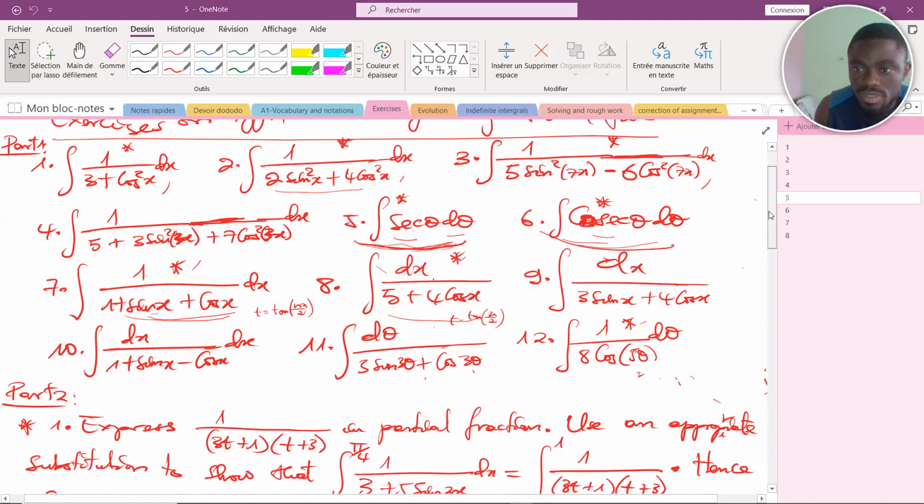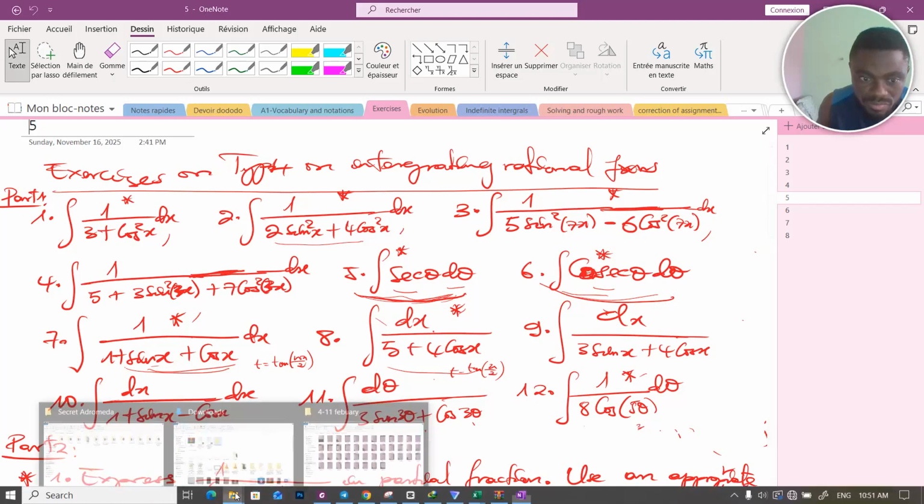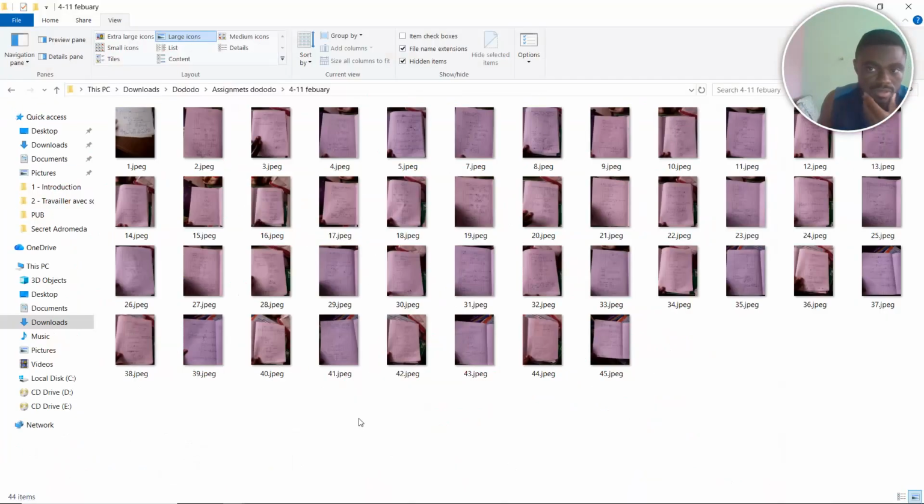I saw the assignments you did. It was the first part, exercises on type 4. That's what you did. You did everything well. I'll just talk about some important points that I noticed that you have to correct. So let me go to your solving. I'll open some images where I observe some things that you need to rectify.